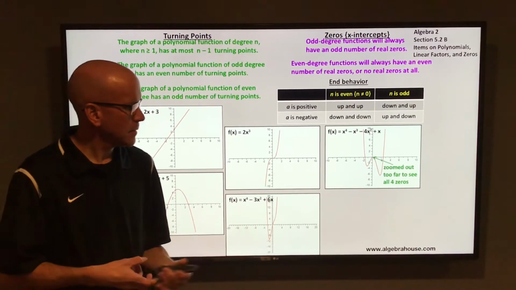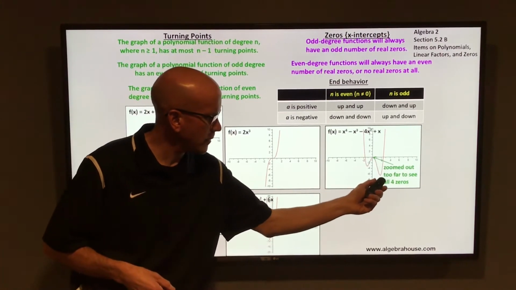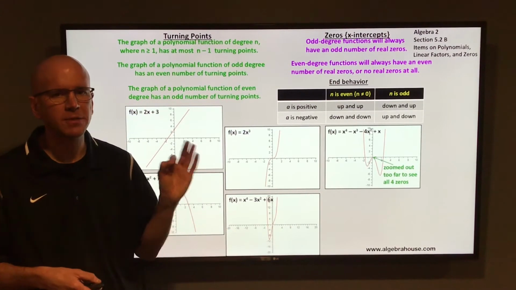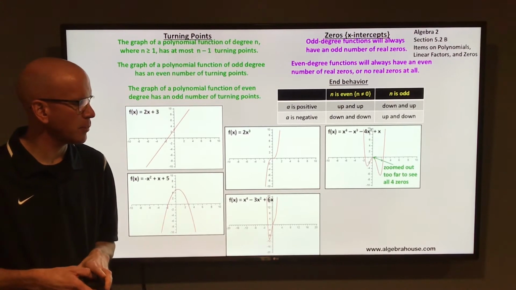Turning points. There are 1, 2, and 3 turning points on that. Even degree function, which will have an odd number of turning points, that particular graph has 3 turning points.